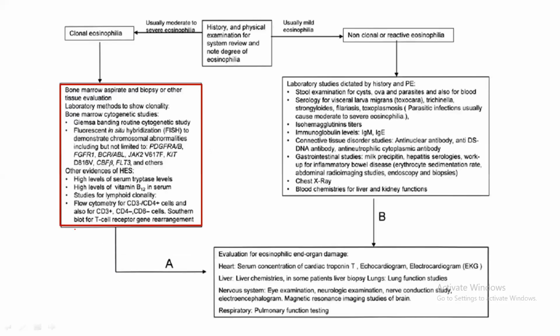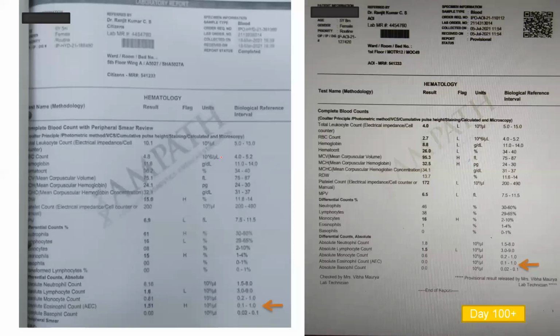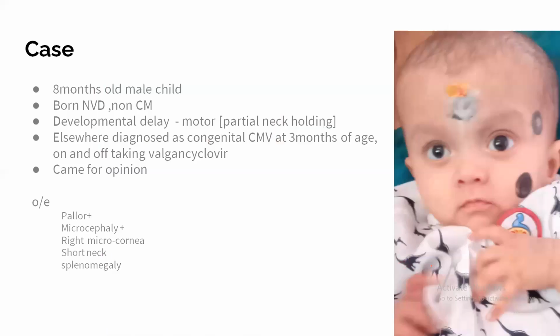And how to evaluate? As I told, the simple thing is that the tryptase assay is the first test to be conducted when you are dealing with hypereosinophilia. This is the algorithm. And this child underwent the transplant. Absolute eosinophil count was 1,500, and post-transplant the absolute eosinophil count was 0. So this child is almost 4 years post-transplant. She's doing well.